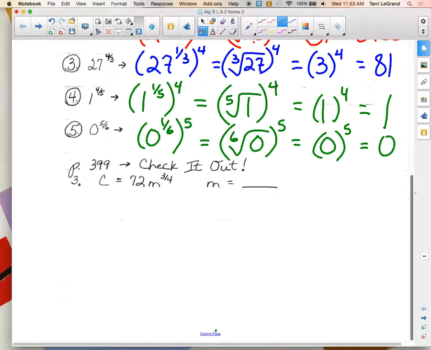Okay, let's do this Check It Out problem, page 399. Would you open your books? Let's just see what it's about. This goes with Example 3 right above it. At the very bottom of the page, the approximate number of calories, capital C, that an animal needs each day is given by the equation C equals 72 times m to the 3/4 power. What's m representing in that equation, Claren?